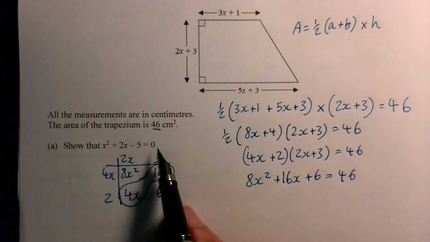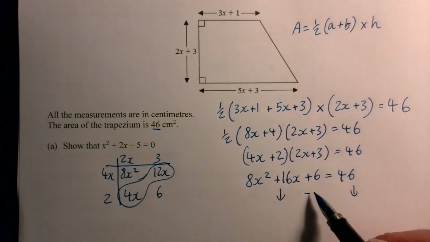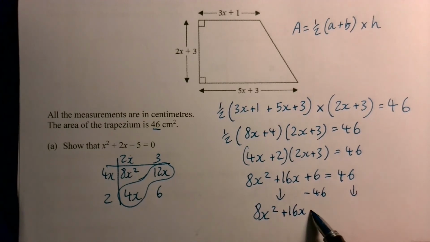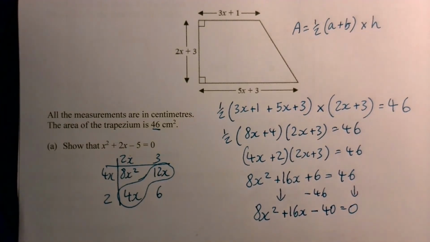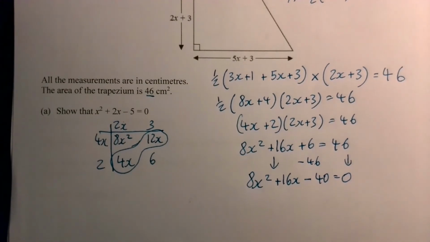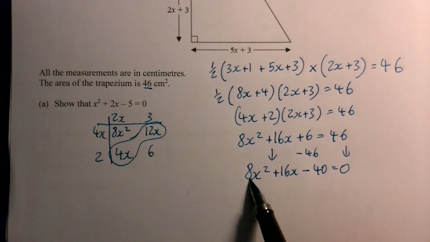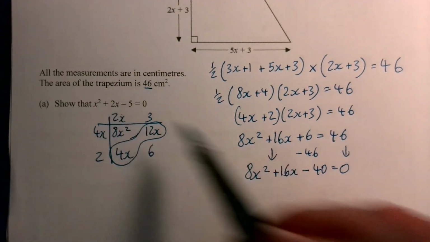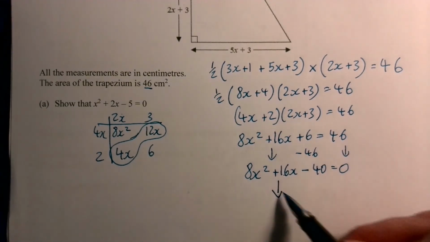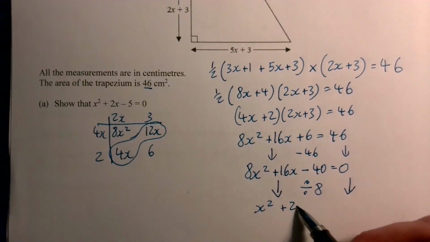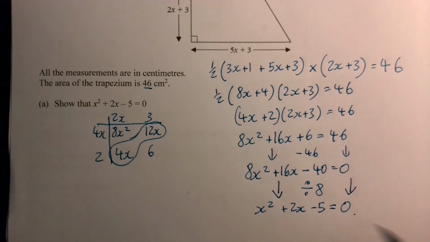What could we do? Well, one thing is it's meant to equal 0 on that side, so let's start by doing that. Take 46 from both sides, gives us 8x squared plus 16x, take 40 equals 0. Still doesn't quite look like that, does it? But what is it that we can do? Well, we can multiply or divide any equation by whatever we like, as long as we do it to both sides. What you may notice is that this is 8 times too much. This is 8 times too much. This is 8 times too much. So all we do at the end is divide both sides by 8. That gives us x squared plus 2x, take 5, is equal to 0.